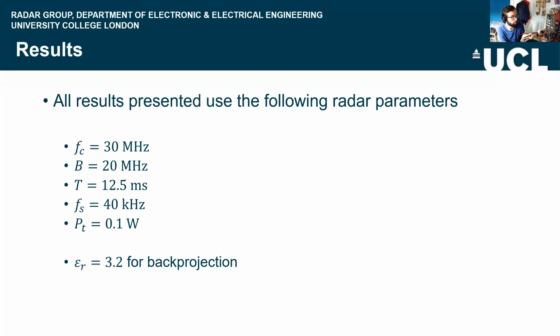For all of these results, we're using a center frequency of 30 megahertz and a bandwidth of 20 megahertz. Usually for the APRES, we've been using a chirp duration of 1 second. Here the chirp duration is 12.5 milliseconds, because that corresponds with the equivalent chirp duration from the CST data we've used. So I'll present results from our simulator, but also from the 3D electromagnetic simulator, and provide a comparison between those results. I've matched the chirp durations between those two. And we have a deramp sampling frequency of 40 kilohertz and a transmit power of 0.1 watts. All of the back projections have been done in a constant velocity space with a permittivity of 3.2.